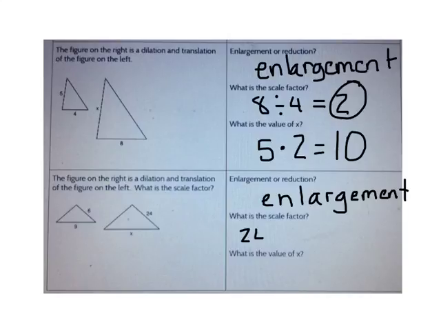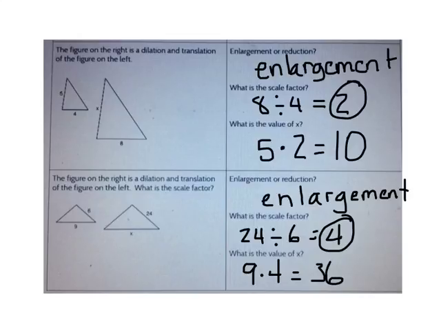Well, I can divide 24 divided by 6, the corresponding side on the new figure, by the corresponding side in the old figure. What's 24 divided by 6? It's 4. The scale factor is 4. Now I can find the value of x by multiplying 9 times the scale factor. What's 9 times 4? It's 36. So x is 36.